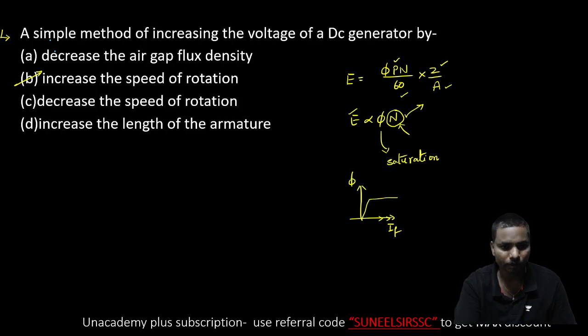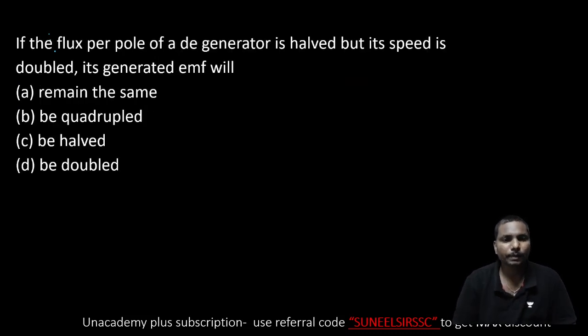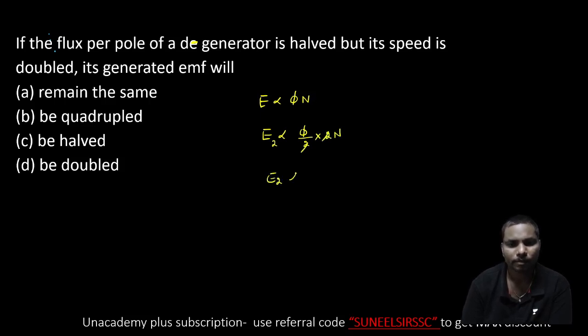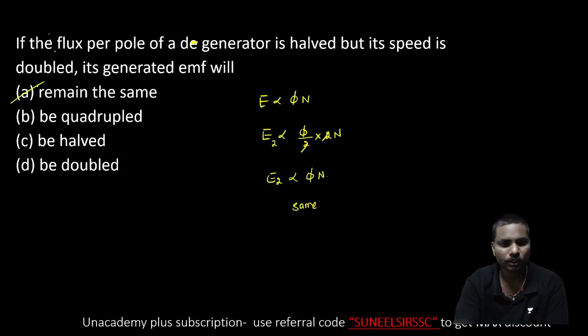Coming to the next one: if the flux per pole of a DC generator is halved, but its speed is doubled, then what happens to the EMF? Just now I gave that EMF is proportional to phi into N. Here the flux is halved and the speed is doubled, so they cancel out. EMF is nothing but phi N only, so it remains constant, the same. Coming to the next question, guys.